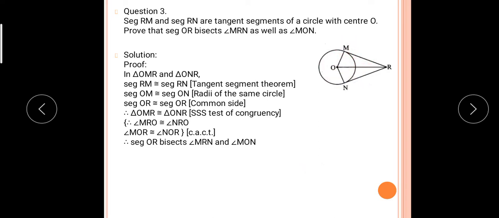And therefore, angle ORM is equal to angle ORN. And therefore, OR bisects angle MRN. Mentioning all these reasons is compulsory. It is a 2 marks question. If you do not write the reason, you will get just 1 mark.